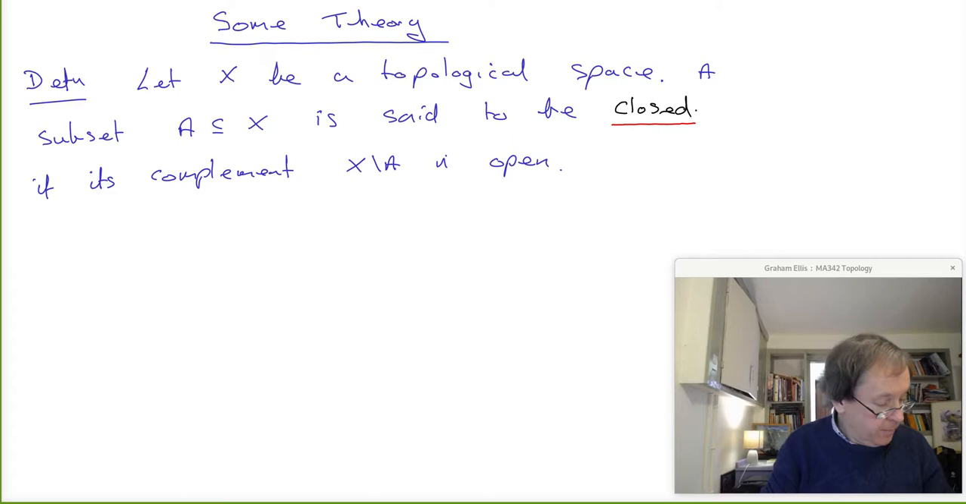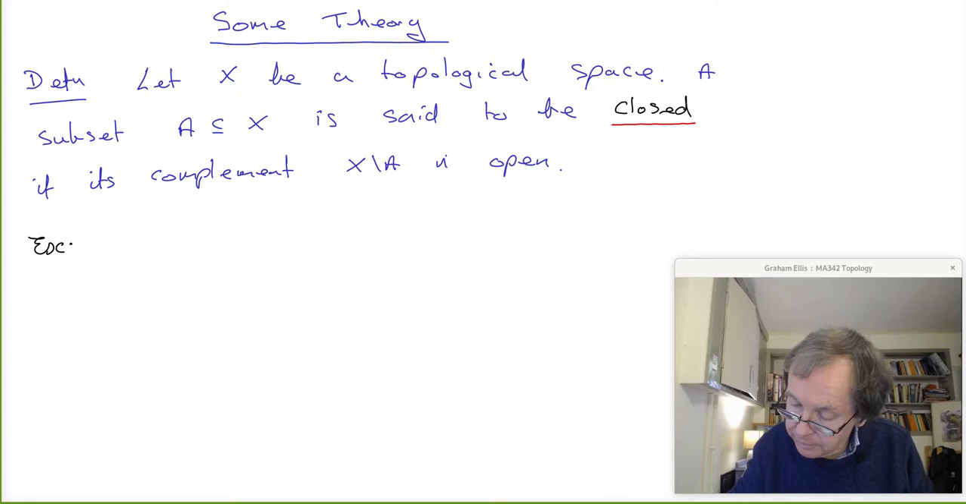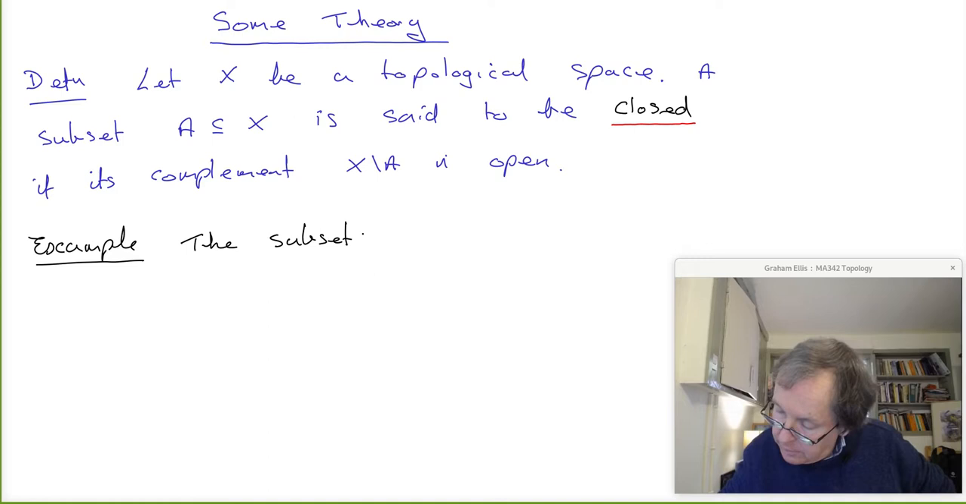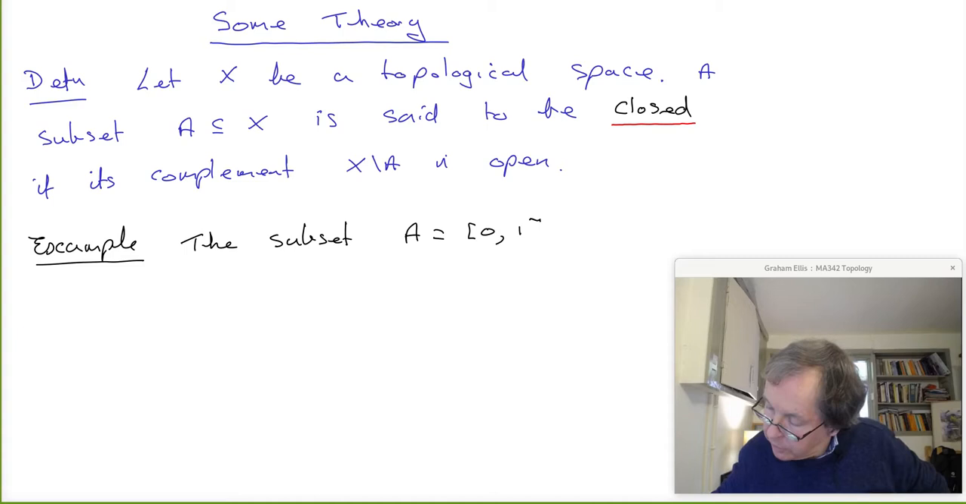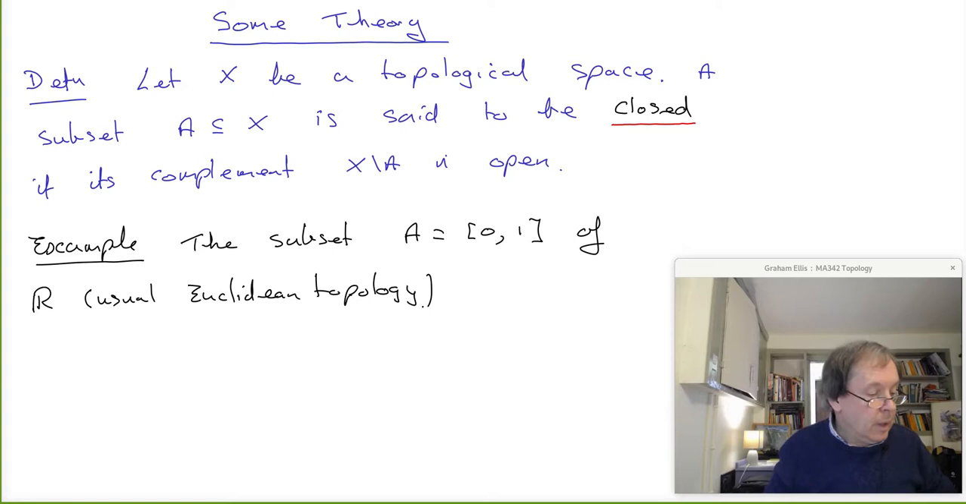Okay. Let's do some examples. Examples of closed. What does closed mean? Example. Let's take A to be the subset of all of those numbers greater than or equal to 0, less than or equal to 1, of the real line with the usual topology. It is a closed subset.